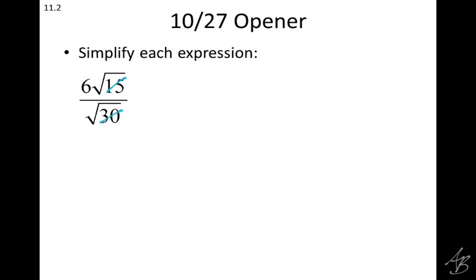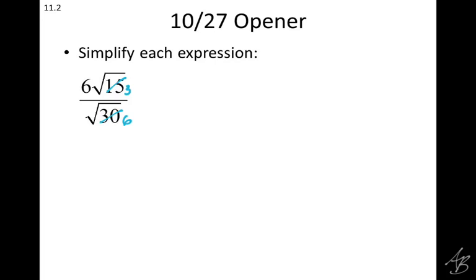15 divided by 5 is 3. 30 divided by 5 is 6. Okay. And then do we need to move on to the next step then? No, not yet. What can we do with the 3 and the 6? We can reduce those too, can't we? So we need to make sure that we simplify completely.